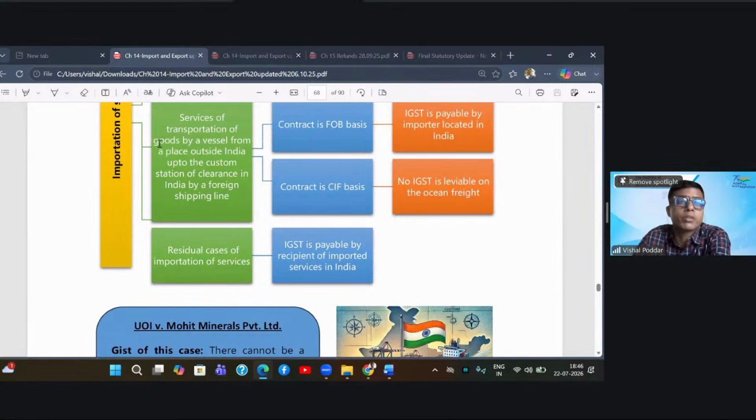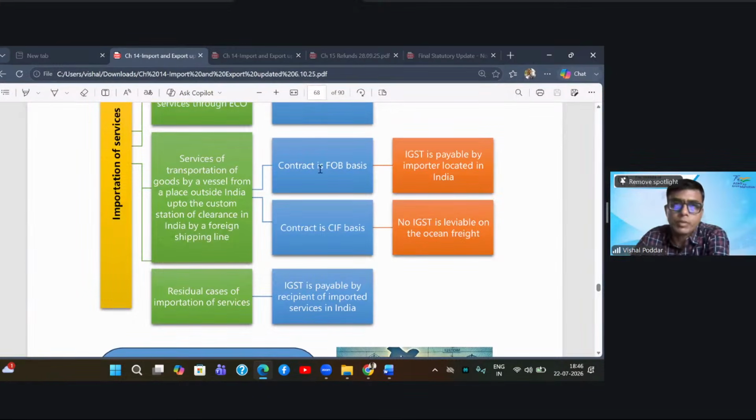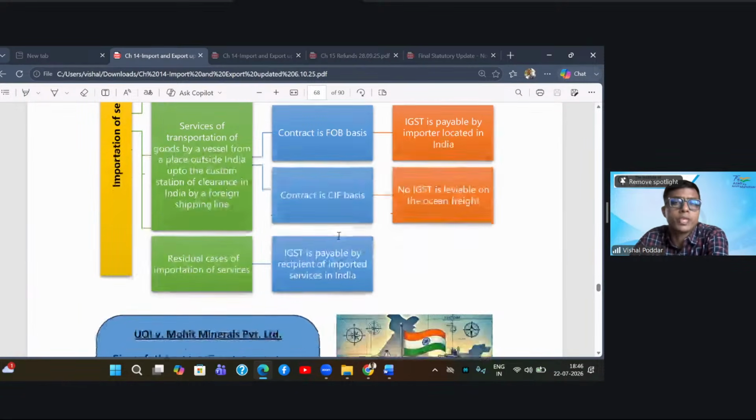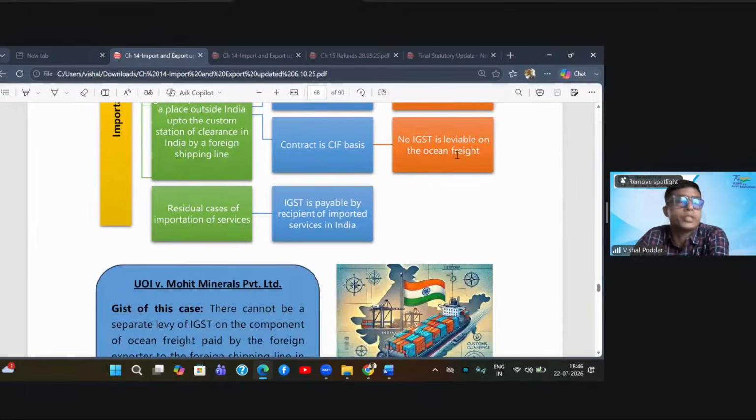Next, service of transportation of goods by a vessel from a place outside India up to the customs station of clearance in India, done by a foreign shipping line. If the contract is on FOB basis, IGST is payable by the importer. If the contract is on CIF basis, no IGST is leviable on ocean freight. Why? Because it will be deemed that in the CIF value which you have taken, the freight is included.